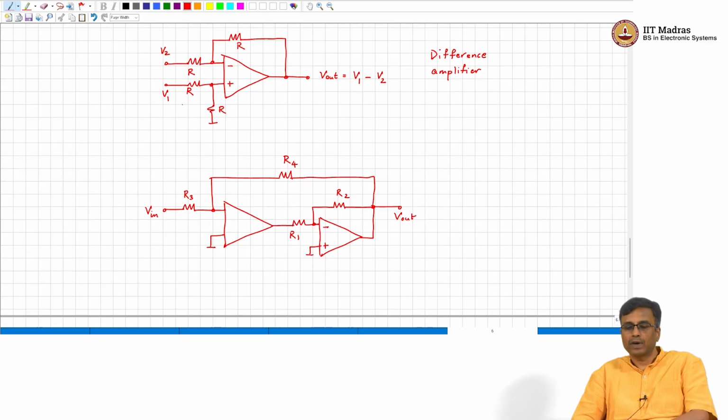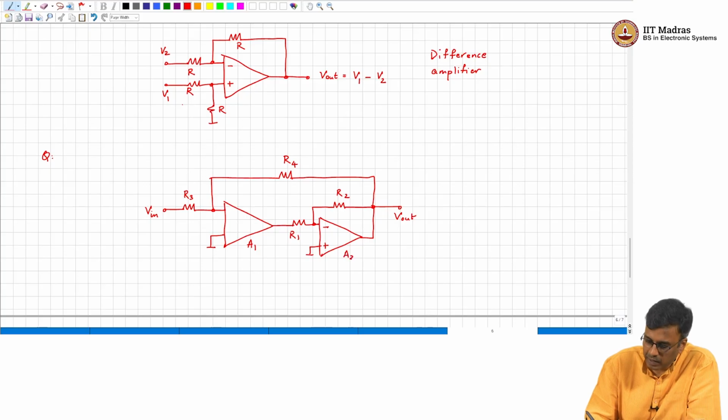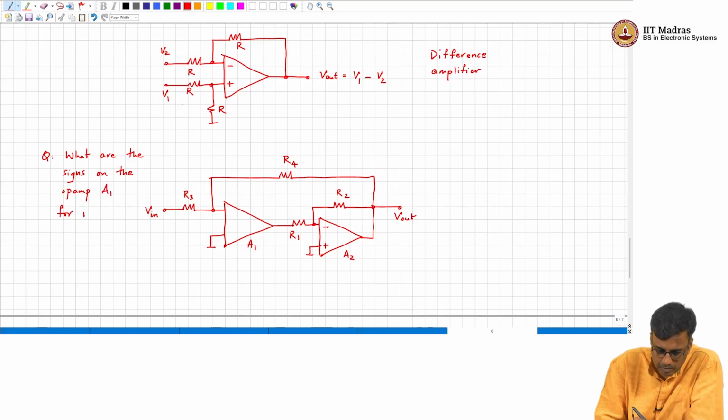All right. So, we need to figure out the signs of the op amp. So, the question is, let us call this A1, let us call this A2. What are the signs on the op amp for negative feedback operation?